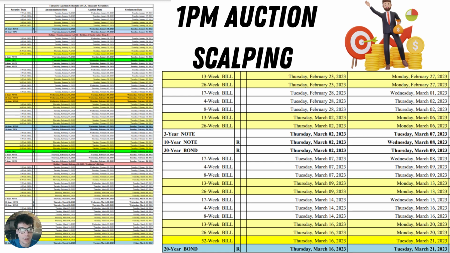I was speaking with one of the members in the Discord today, and they were asking, how do I set up these auction trades, right? Each day is going to be a little bit different. But if you take a look, it'll give you the actual thing that's being auctioned, the actual type of treasury. As you can see, upcoming on Thursday, we have the 3-year note, the 10-year note, and the 30-year bond.